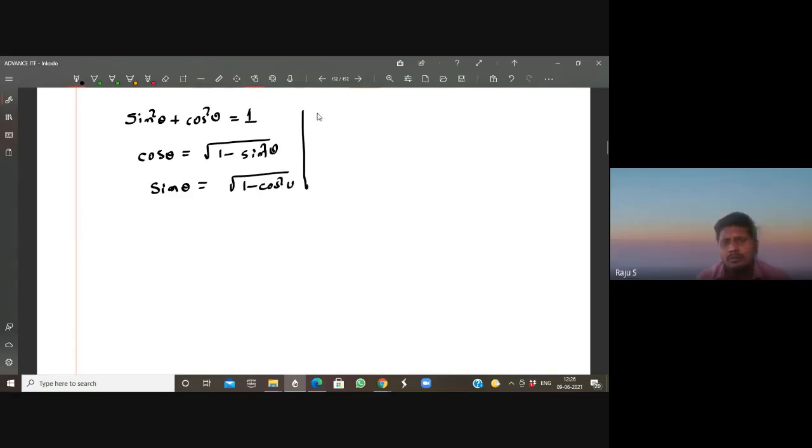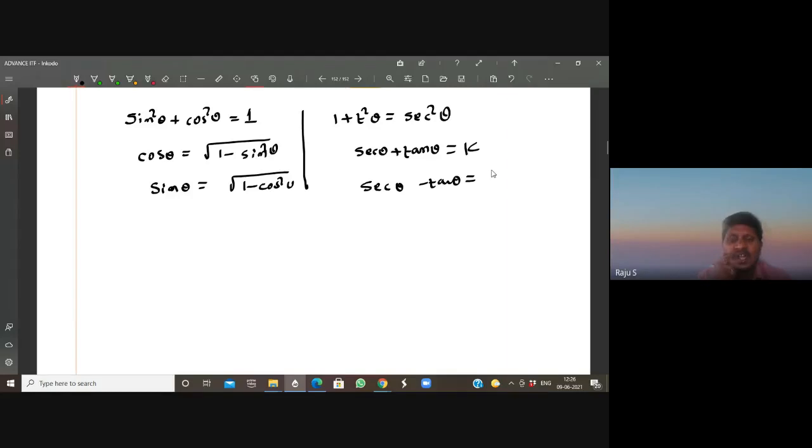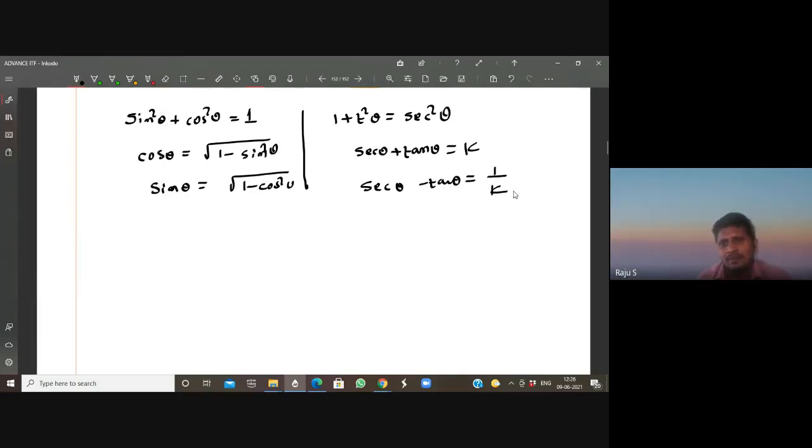Okay, I want to know one thing. 1 plus tan square theta is equal to secant square theta, right? If I consider secant theta plus tan theta as k, can anyone tell me what is the value of secant theta minus tan theta? It is nothing but 1 by k. I'm taking secant theta plus tan theta as k. Then secant theta minus tan theta is 1 by k. Students, everyone remember how to get this value.